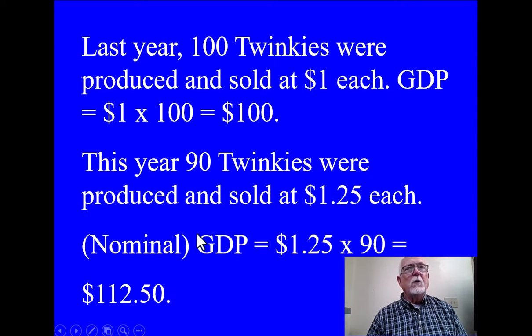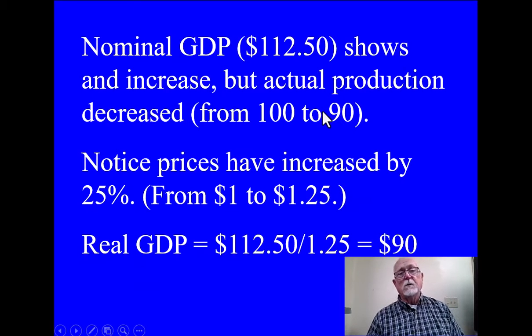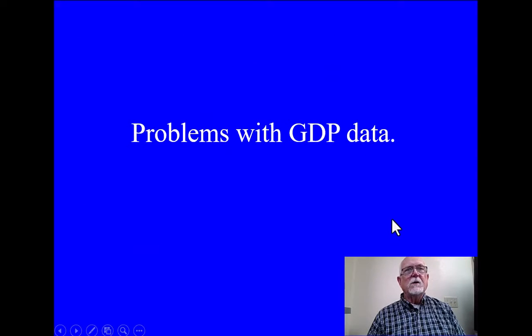But we know that just looking at the numbers here that the actual production went down. And so what we have to do is adjust those nominal GDP values for inflation impacts, for price changes. And so nominal GDP divided by the price index would equal real. So you take nominal GDP in year two, 112.5. The price index would be 1.25 in decimal form. We're back to the 90. So I know that's kind of a silly little example, but there you go.